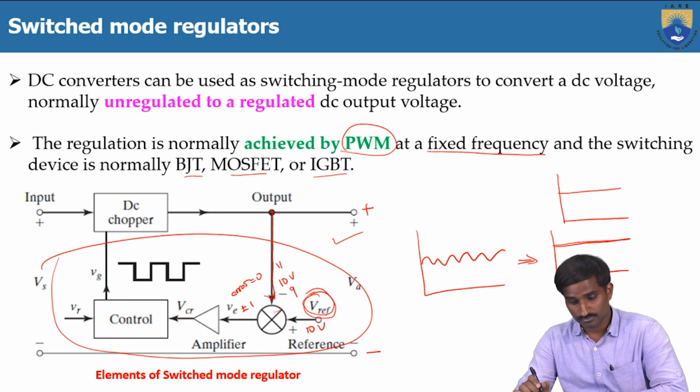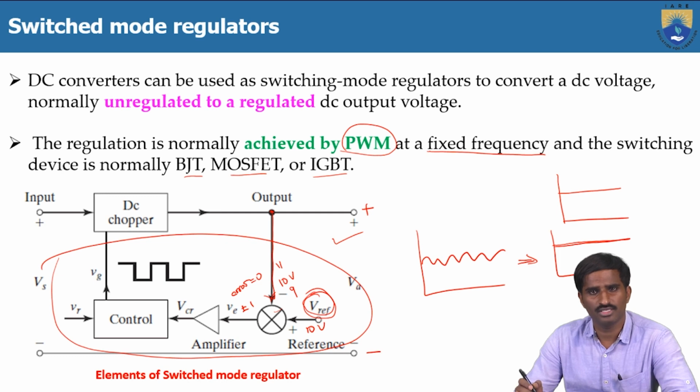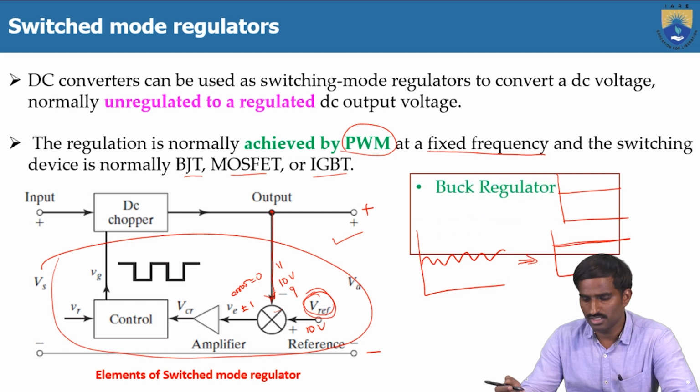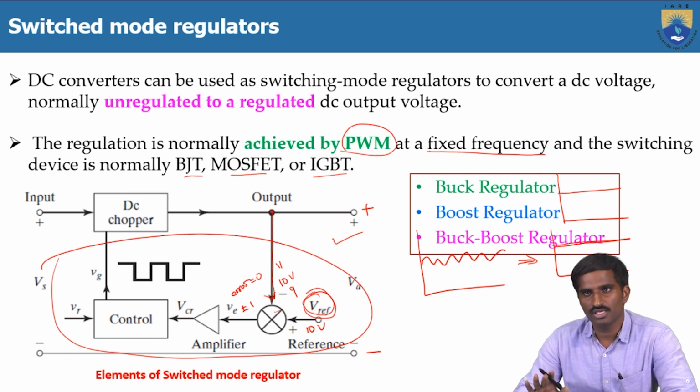Actually, there are different types of switch mode regulators, same like the DC to DC converters. These are the buck regulator, boost regulator, and buck boost regulator. So actually, there is no difference between them, almost. Of course, there is a difference, but other than the regulated DC output voltage, there is no difference between the normal buck converter and the buck regulator.